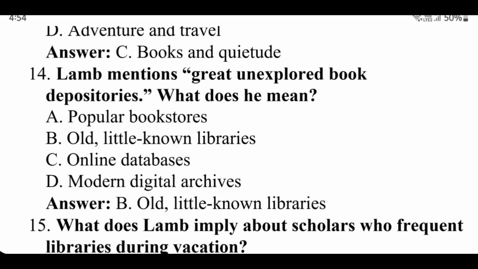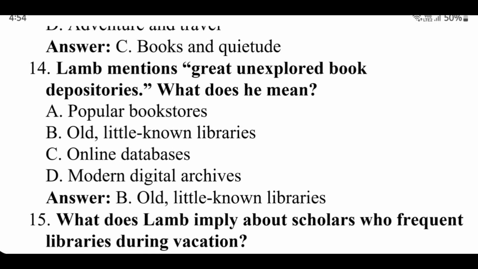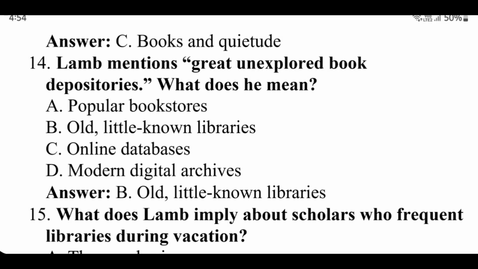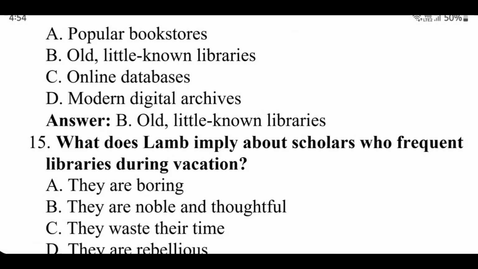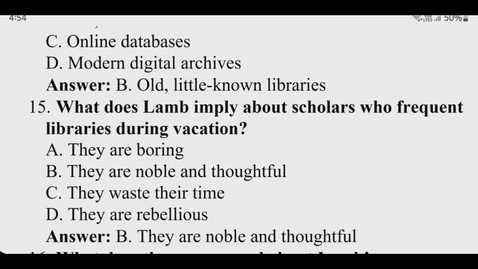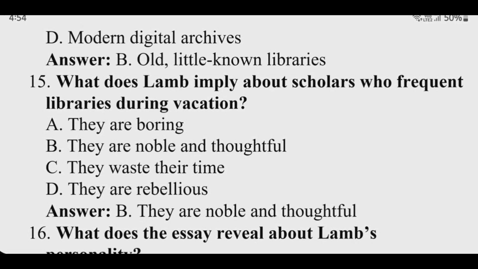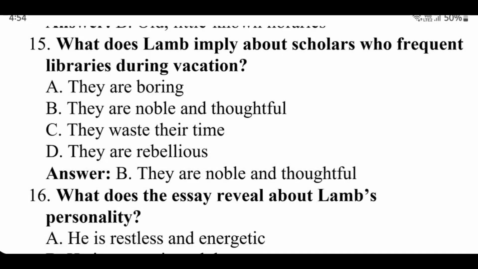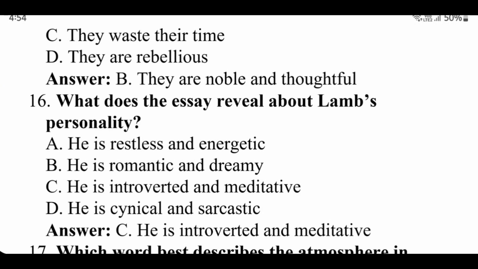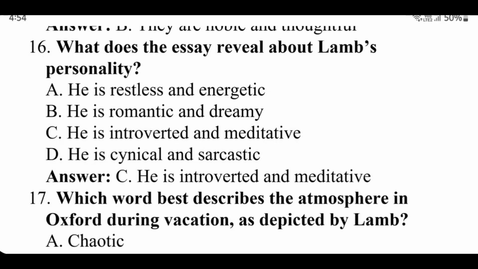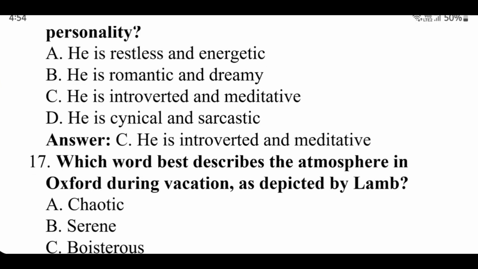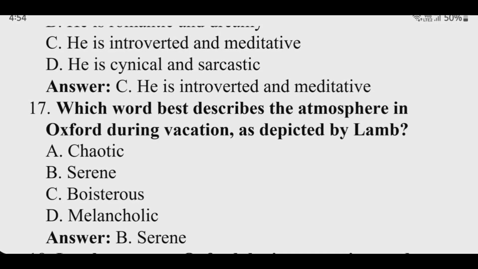What does Lamb imply about scholars who frequent libraries during vacation? He says that they are noble and thoughtful. What does the essay reveal about Lamb's personality? He is introverted and meditative. Which word best describes the atmosphere in Oxford during vacation as depicted by Lamb? The atmosphere was serene.